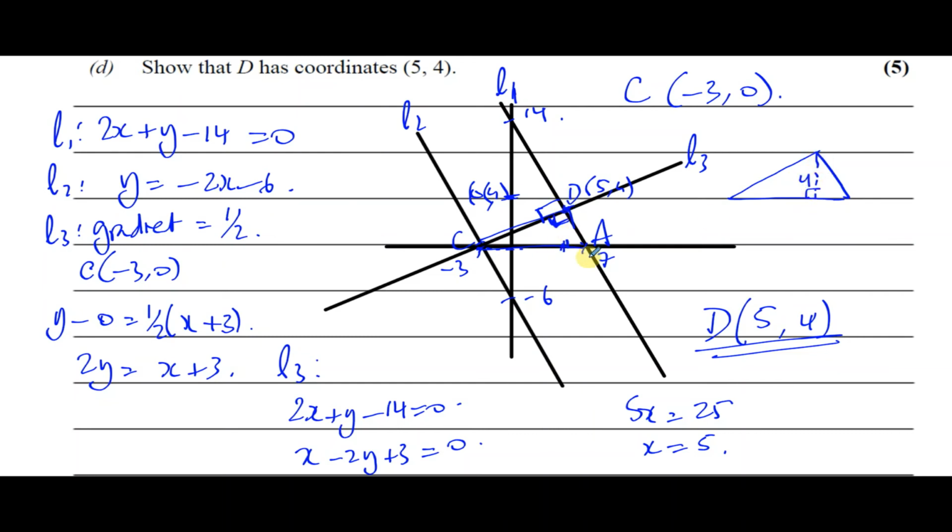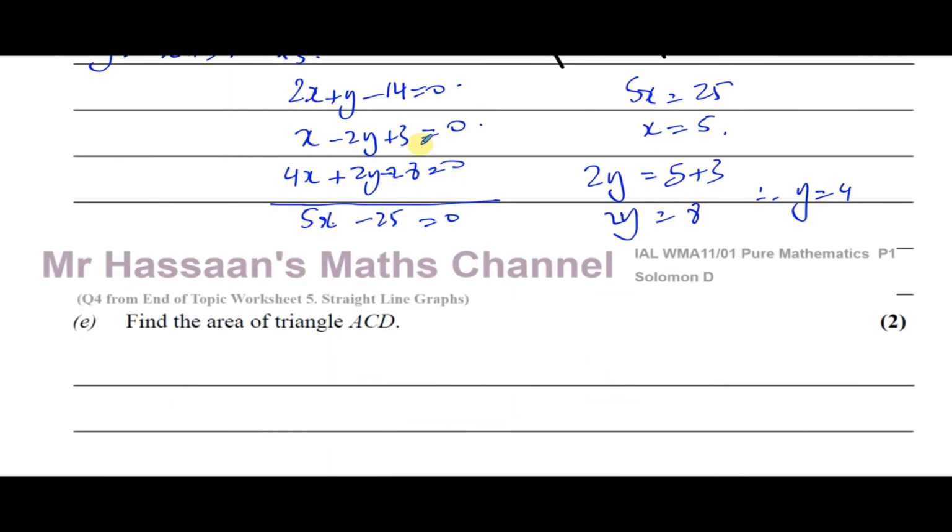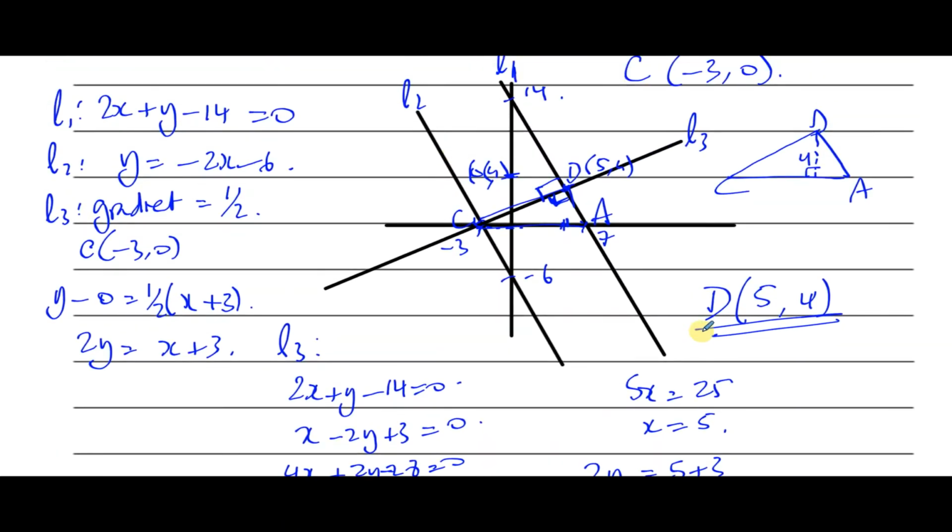And I know that the distance between A and C, so this is C, this is A, and this is D. And we have to find the area of ACD. That's right. So we can work out what the base of this triangle is by looking at the distance between -3 and 7, which is 10.